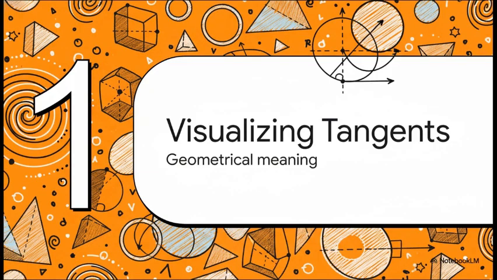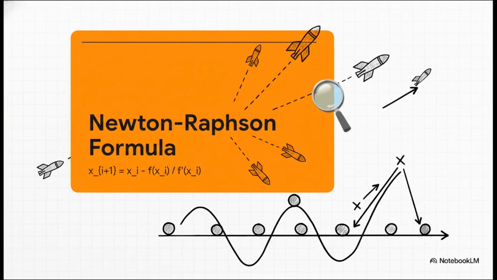Section 1, visualizing the tangent line. To truly master this method, we have to start by stepping away from the raw numbers. We need to reframe the math from pure algebra into a dynamic, geometric story. So here is the core Newton-Raphson formula. At first glance, I know, it's just an equation. You take your current guess, x sub i, and subtract the function's value divided by its derivative.